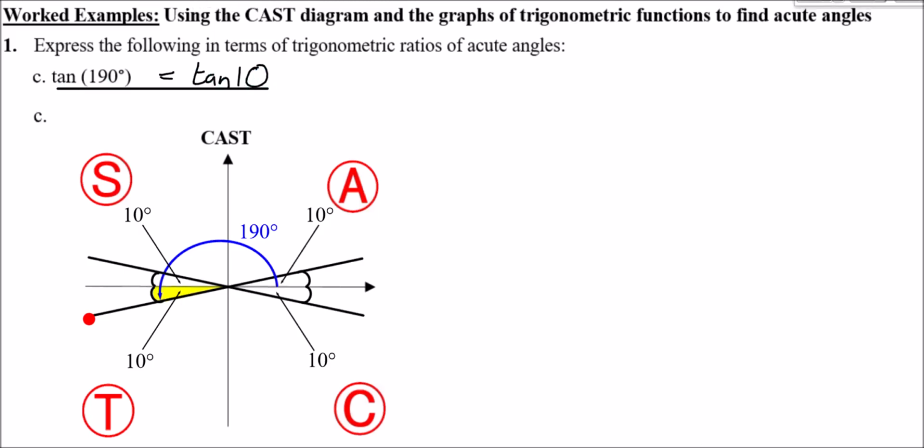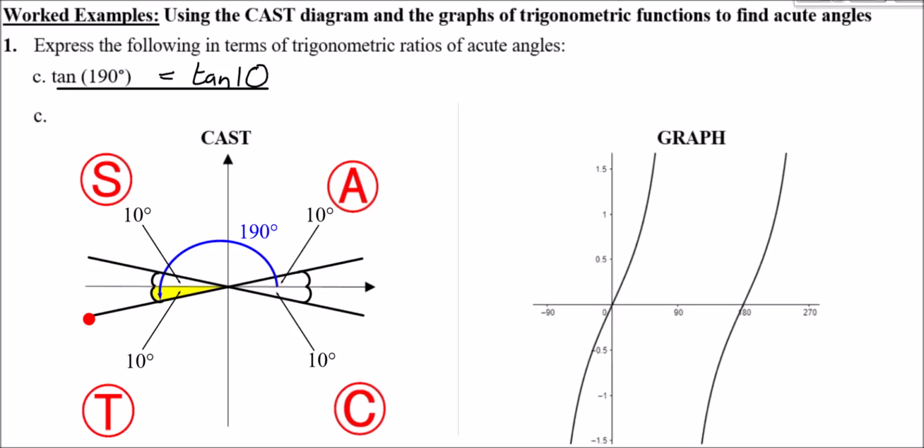Once again, you could verify this using a graph of the tan function, like so. Tan 190 is about here, 10 degrees to the right of an x-axis intercept. 10 degrees right from 0 is 10. And as you can see, that will give the same value of y, where y is tan theta. I would say, again, to move away from using the graphs. If you really want to use a graph, you can, but the cast diagram will save you much more time in the long run.